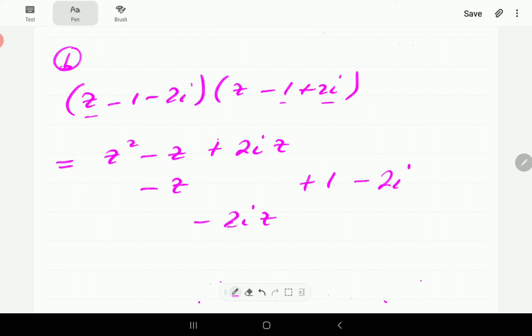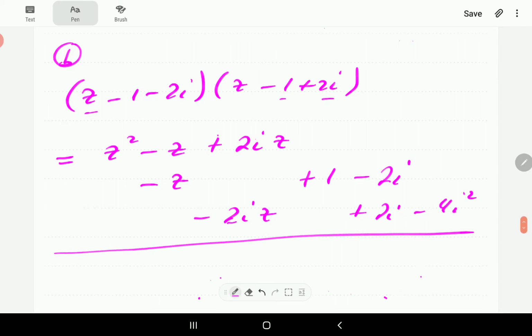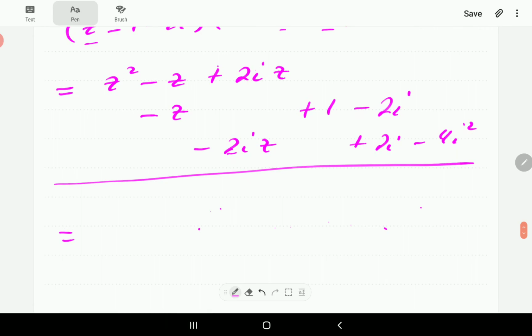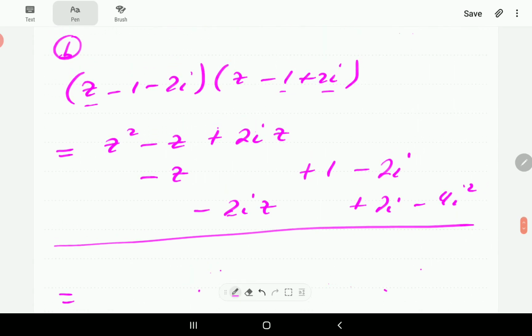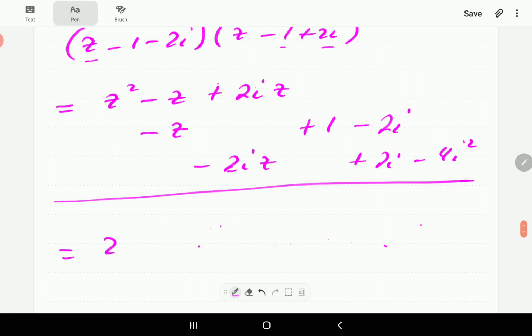We write that there as a like term with this one. Negative 2i times negative 1 is plus 2i. We'll write that one there. The negative 2i times 2i is going to be minus 4i squared. And then we simply add up the like terms. So this is going to be z squared minus 2z.